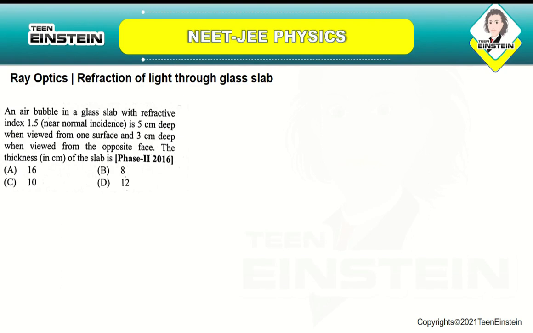The thickness of the slab is. Here the refractive index is given by real depth by apparent depth. Let T be the real thickness of the slab. So, the apparent thickness will be 3 plus 5, because from one surface it is 3 centimeter and the other one is 5 centimeter deep.